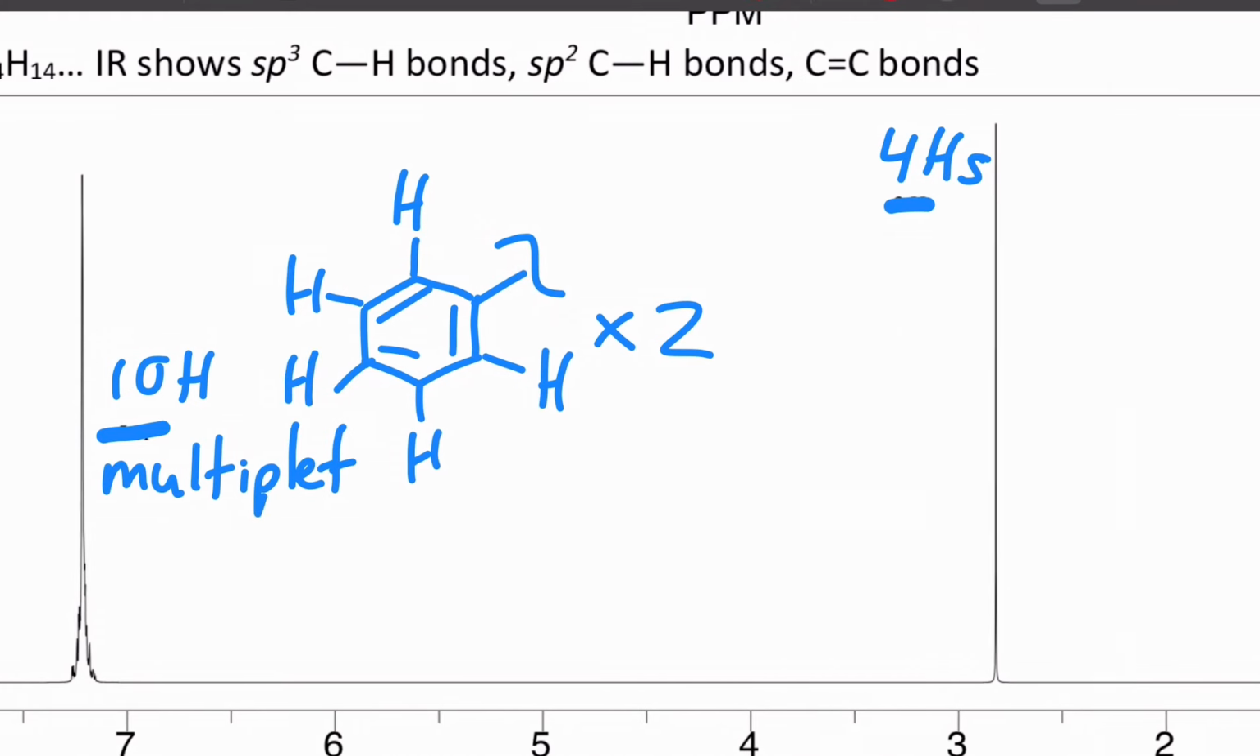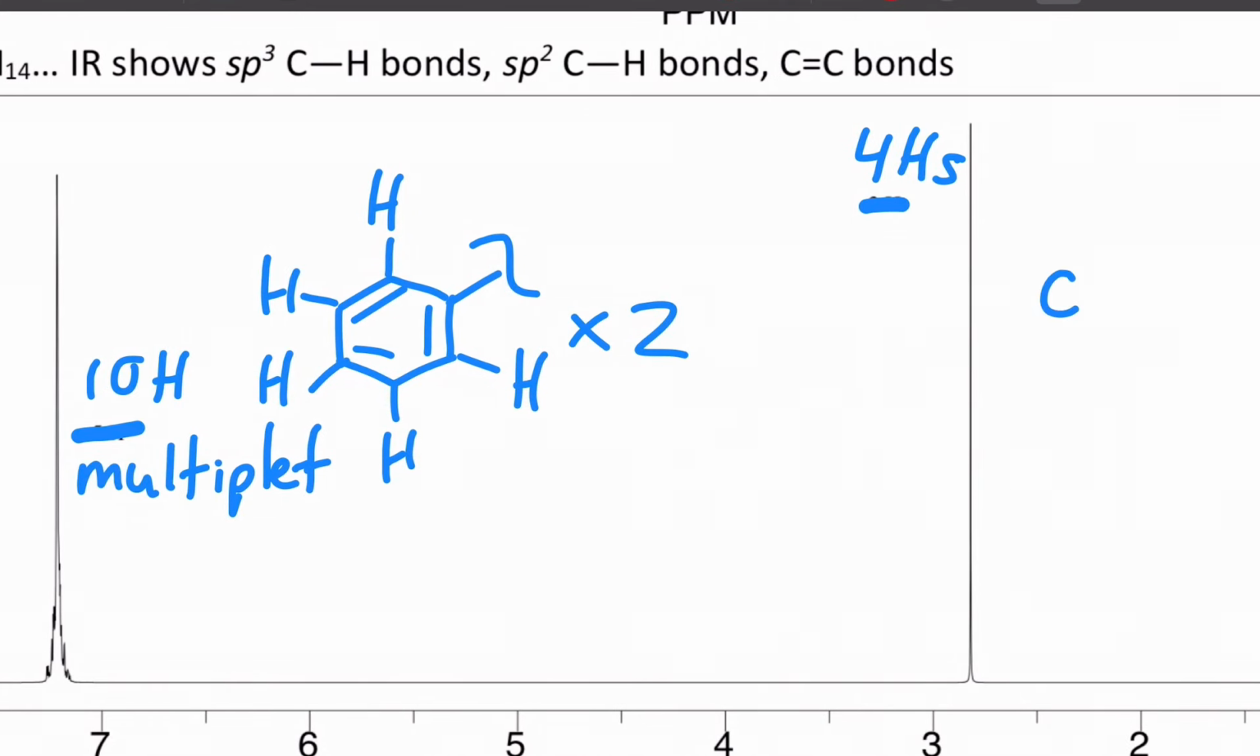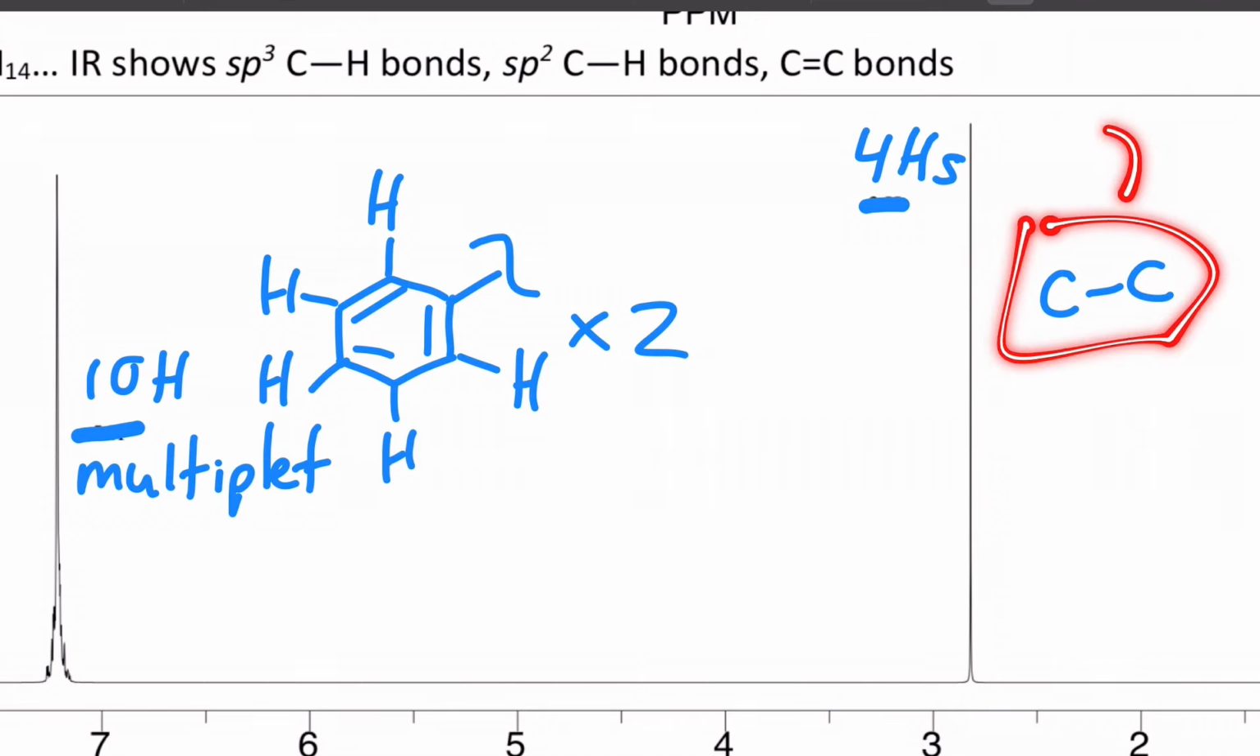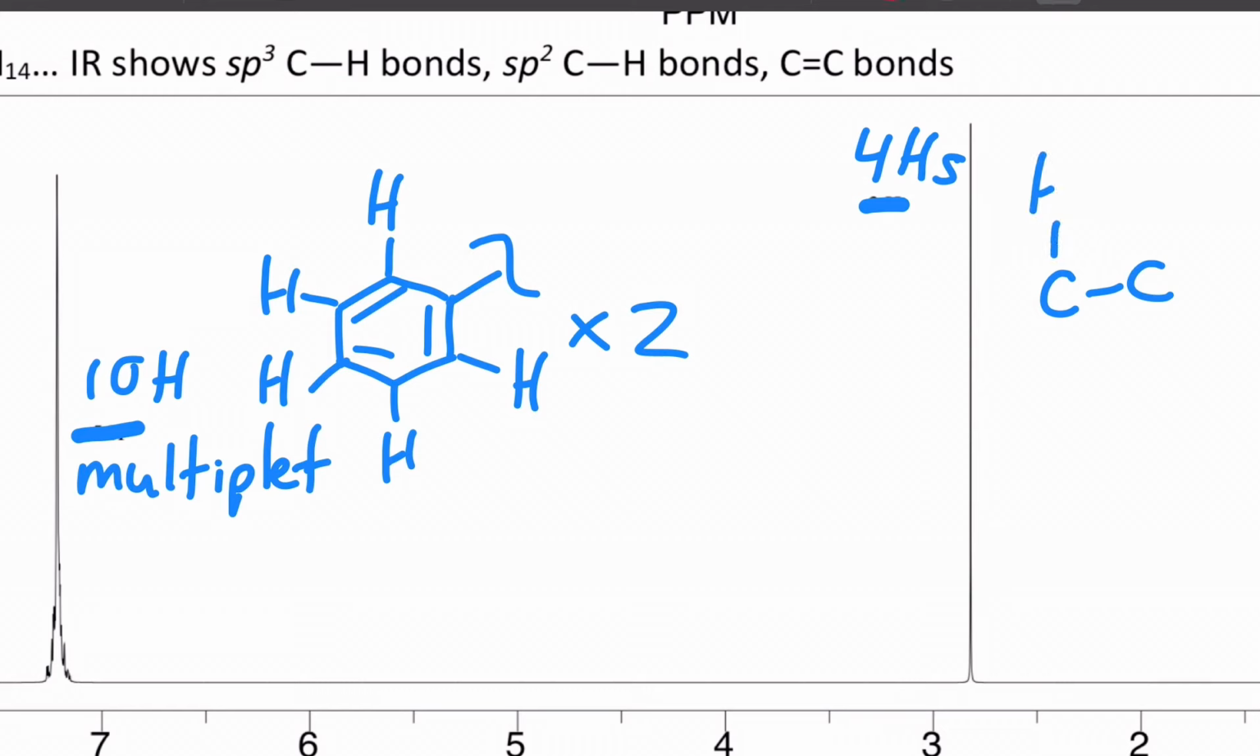So I only have 2 other carbons to account for, and they must have hydrogens on them that produce this signal up here worth 4. So between those 2 carbons, I have to have 4 hydrogens on them. They're only causing 1 signal, so there must be a lot of symmetry. And the only thing that would do that would be another back-to-back CH2 group.